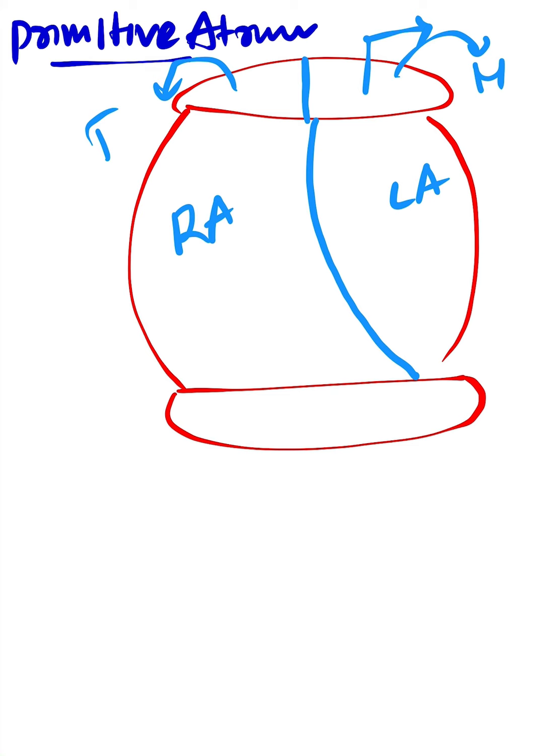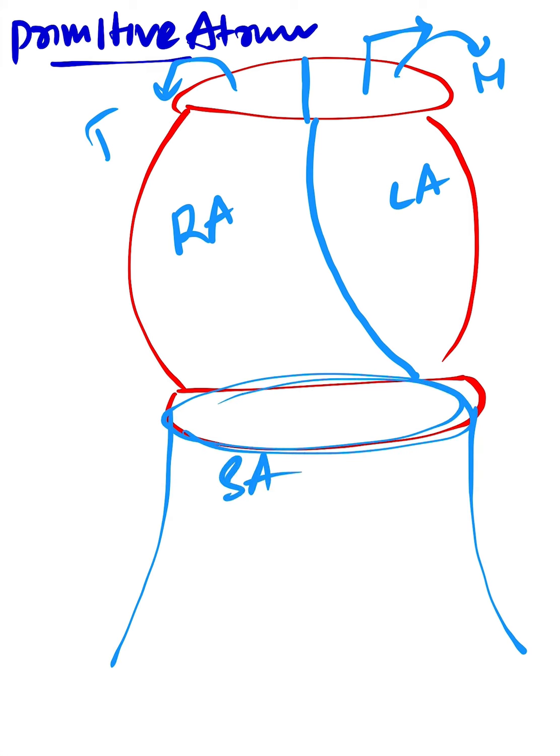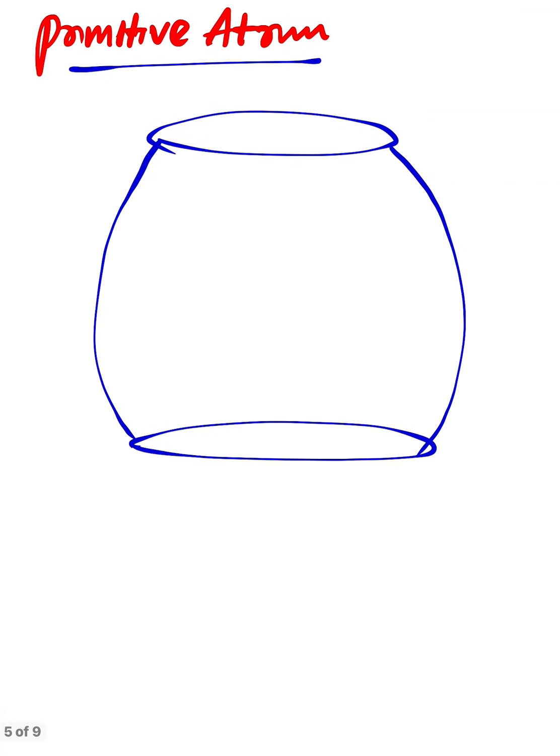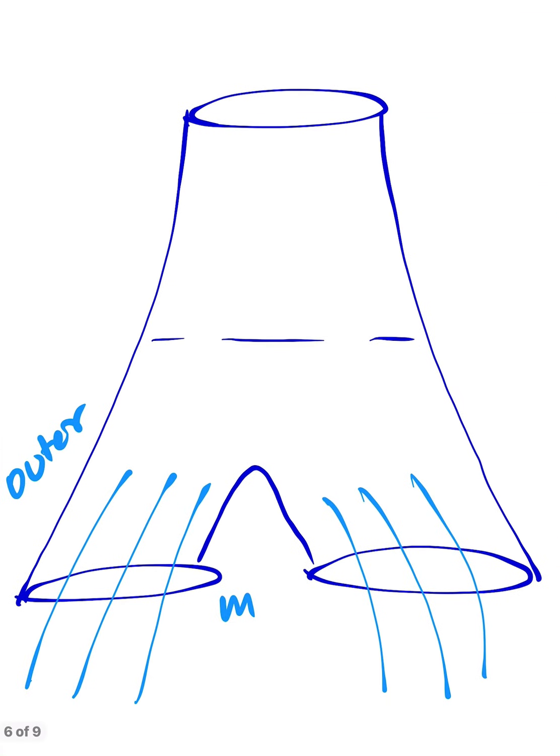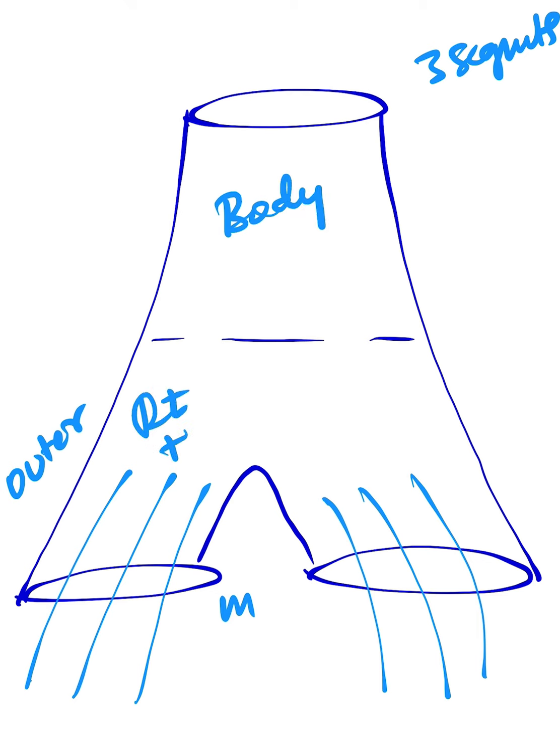Now, between this primitive atrium and the sinus venosus, we have another junction called the sinoatrial orifice. Now, let us go to the sinus venosus. This is called the sinus venosus. Sinus venosus also has three segments. The three segments include the body, the right horn, and the left horn.